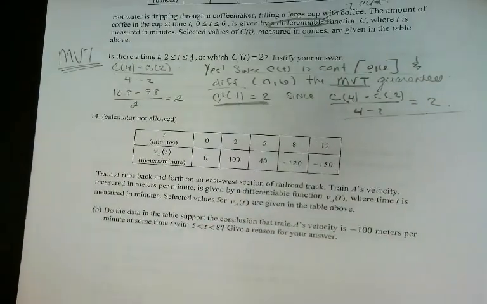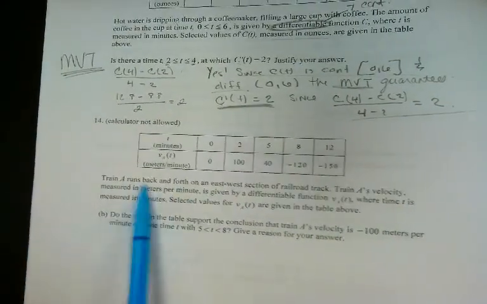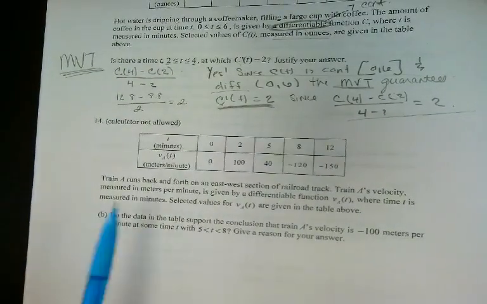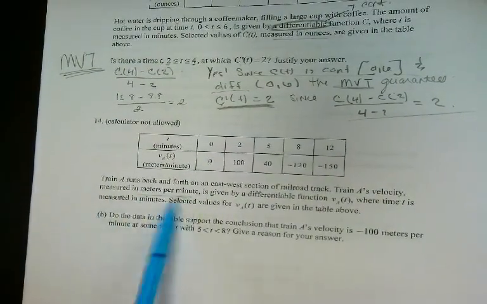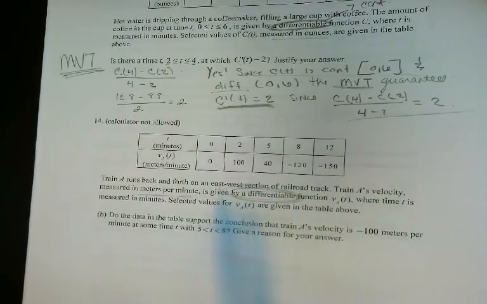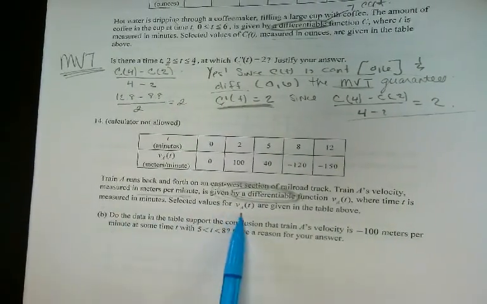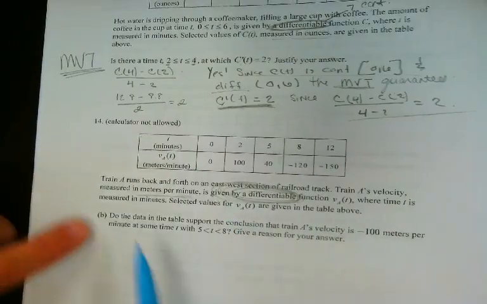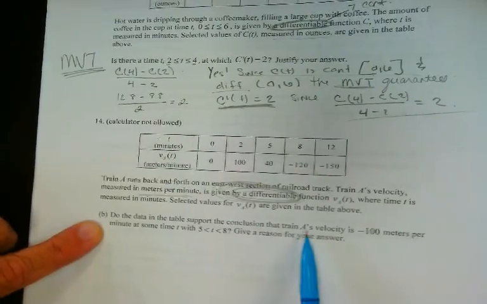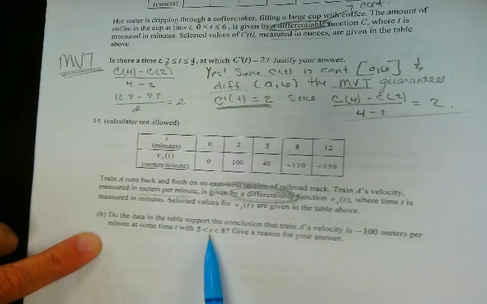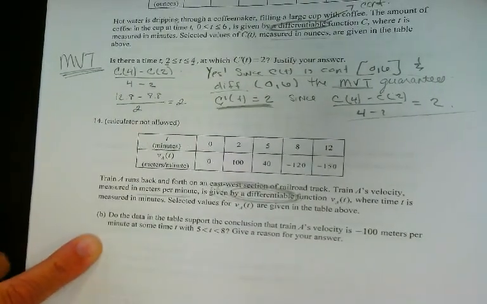All right, let's try 14. Train A runs back and forth on an east-west section of the railroad track. Train A's velocity, measured in meters per minute, is given by a differentiable (there's a keyword) function. Selected values for v sub A of t are given in the table. Do the data in the table support the conclusion that train A's velocity is negative 100 meters per minute at some point between 5 and 8?